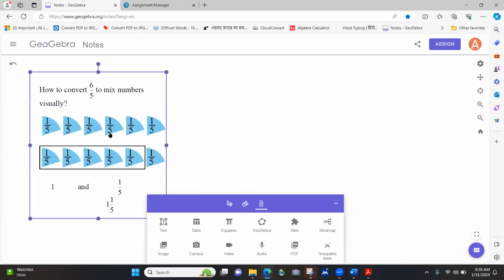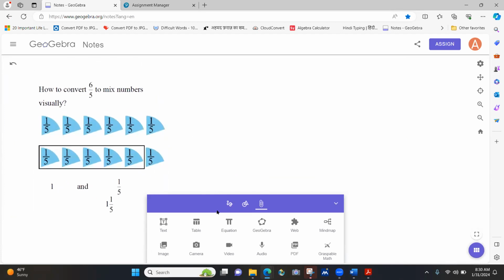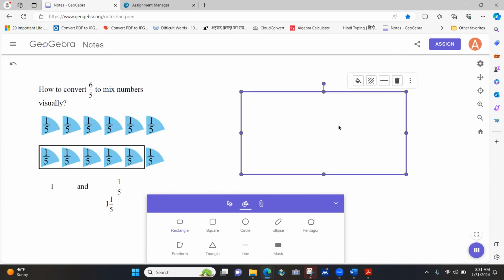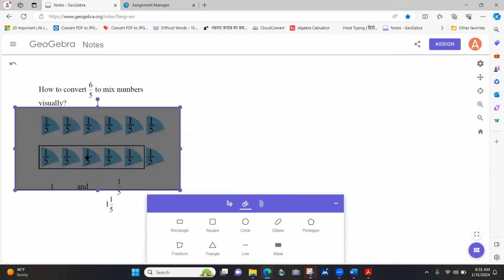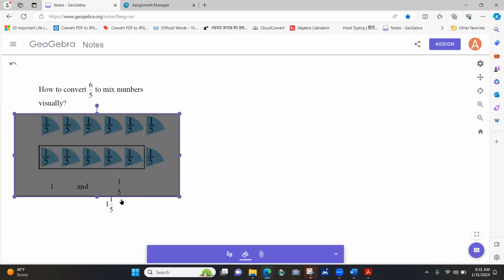So my question is convert, don't worry about the bottom part, okay? This is the answer. This is the answer. So that's my question, okay? Don't worry about the bottom part. So the question is, how do I convert 6/5 into mixed numbers? But we all know how to do this.